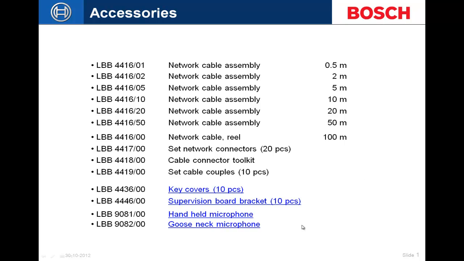However, we do offer a 100 meter spool of fiber as well, to be used with our connector toolkit and our network connectors, which we sell in a pack of 20. Cable couplers are available as well. They're not to be used to extend a 50 meter cable onto another 50 meter cable, or a 50 onto a 20, giving you a 70 meter cable. That limitation of 50 meters has to do with the latency within the system and the way that we supervise our fiber network.